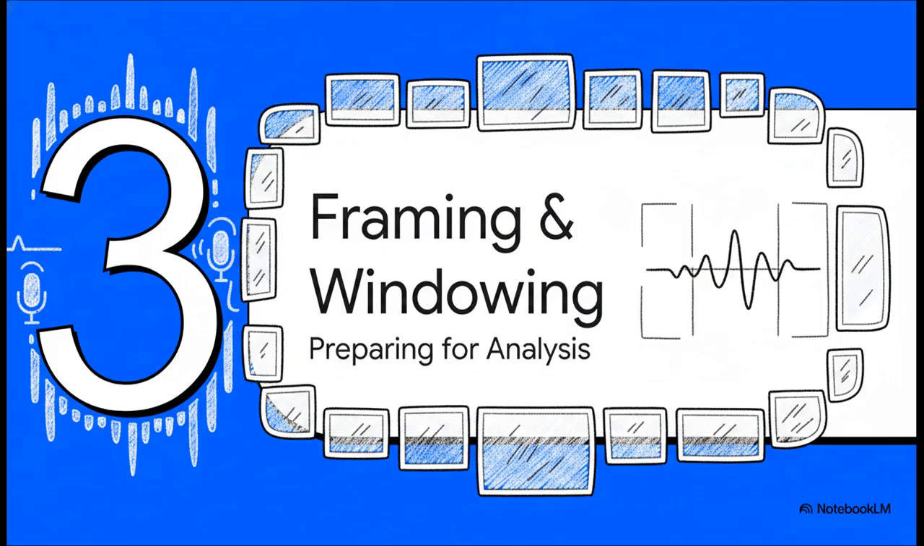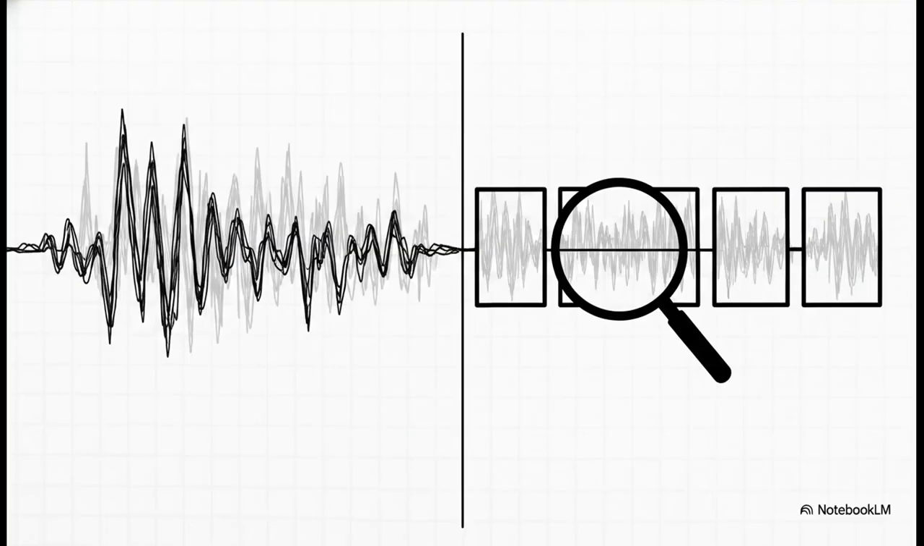But just turning it into digital numbers isn't enough. We have to prep it for the math, which brings us to step 3. Framing and windowing sound. Okay, we run into a massive mathematical paradox here. Speech is incredibly fluid. It's constantly changing as you naturally flow from one sound to the next. In math terms, it's highly non-stationary. But our main analysis tool, the fast Fourier transform or FFT, demands that the audio stands perfectly still. It assumes stationarity. So how do we solve this?